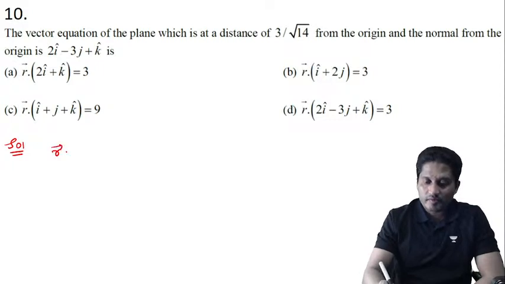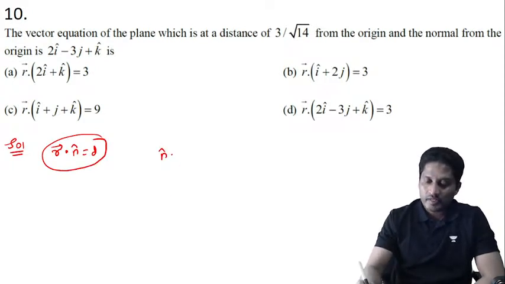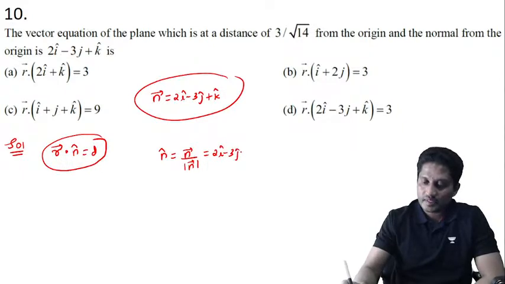Equation of a plane in normal form is r dot n cap is equal to d. D is the distance from the origin. N cap is a unit vector normal to the plane. So n cap is equal to vector n divided by its magnitude. Vector n is equal to 2i minus 3j plus k. Modulus of n is root of 4 plus 9 plus 1.